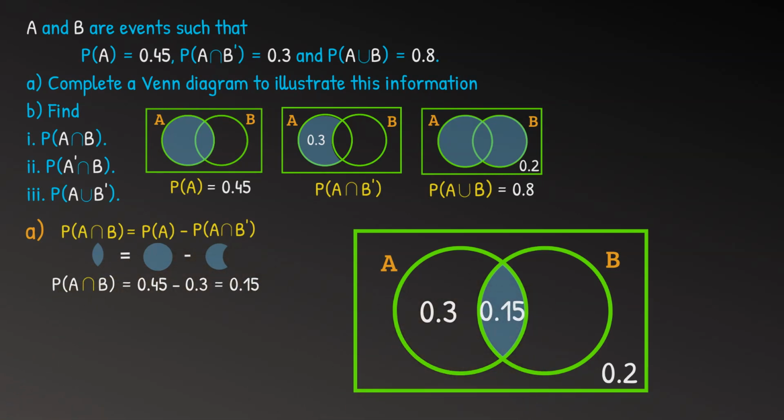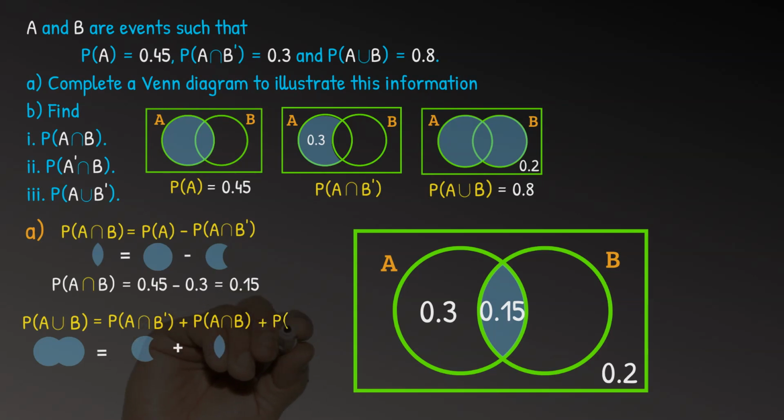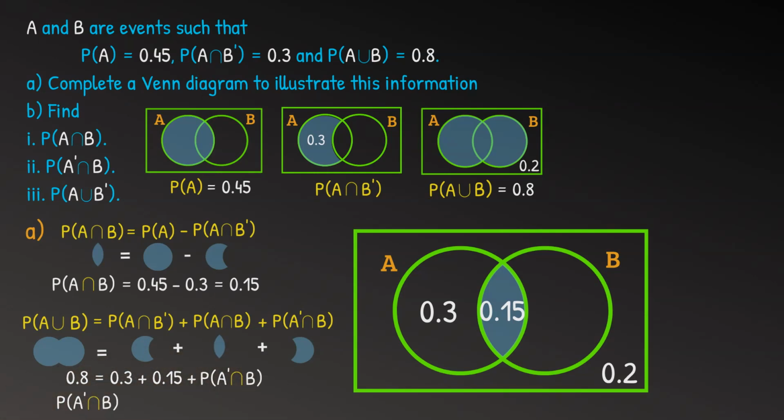And then we have to work out the probability of A complement intersect B. Well, we know the probability of A union B is equal to the probability of A intersect B complement plus the probability of A intersect B plus the probability of A complement intersect B. So if we put in all the values we know, we end up with the probability of A complement intersect B equal to 0.8 minus 0.3 minus 0.15, which gives us 0.35. Alternatively, you could have subtracted 0.15, 0.3 and 0.2 from 1, which also gives you 0.35. You just choose the method that you're happiest with.